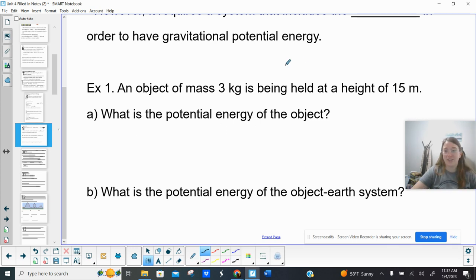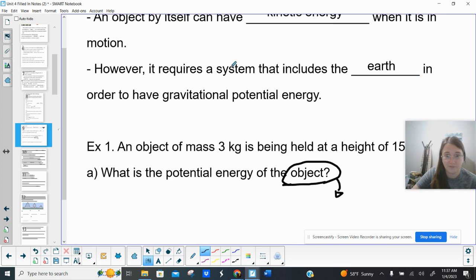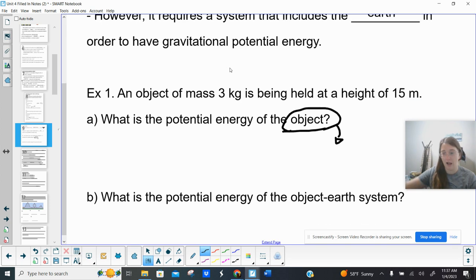Okay, backtracking here. So practicing with the formulas and practicing understanding the concept of an object versus a system, how the potential energy works for that. So it says, what is the potential energy of the object? This is not a trick question. These are unfortunately questions that will actually be asked on the AP test. The object by itself is just being held. Does it currently have any by itself potential energy?